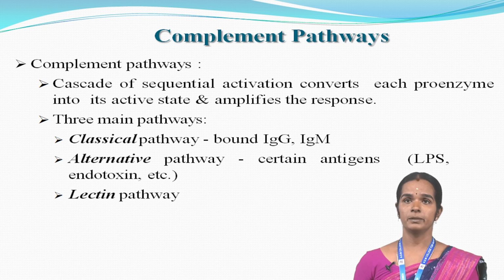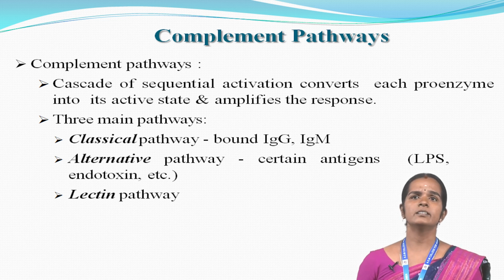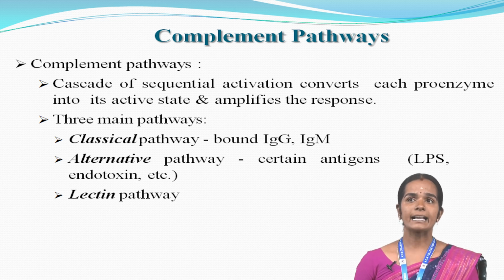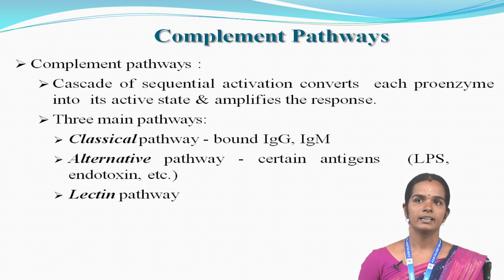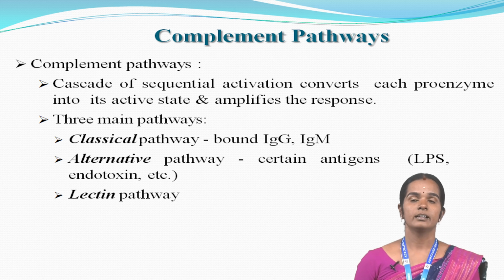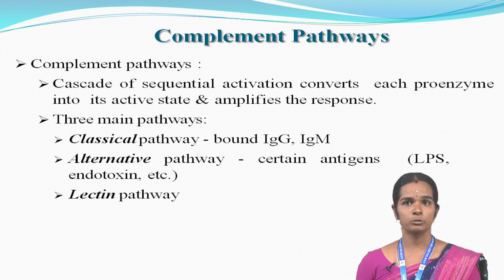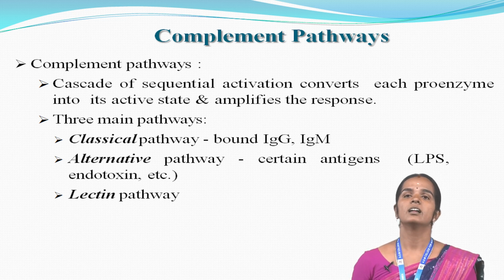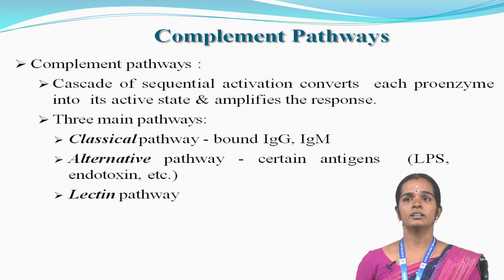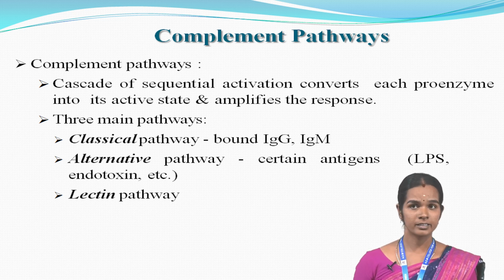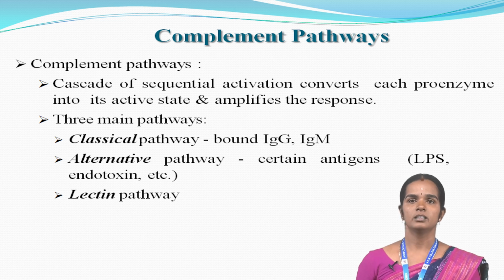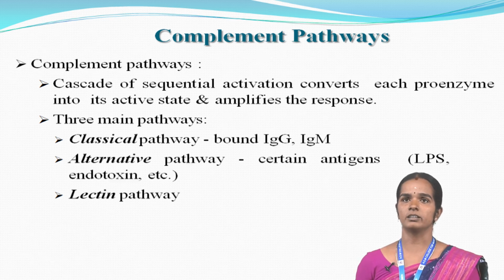This is also the complement pathway. The complement pathway involves sequential activation, converting each proenzyme into the active form as part of the inflammatory response. It contains 3 major pathways: classical pathway, alternative pathway, and lectin pathway. The classical pathway binds immunoglobulin G and immunoglobulin M. The alternative pathway attacks antigen. The final pathway is the lectin pathway.